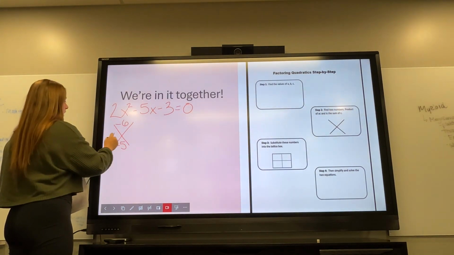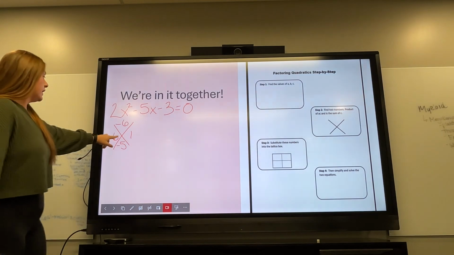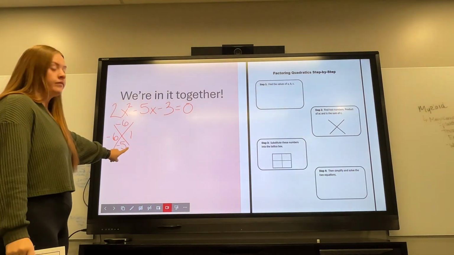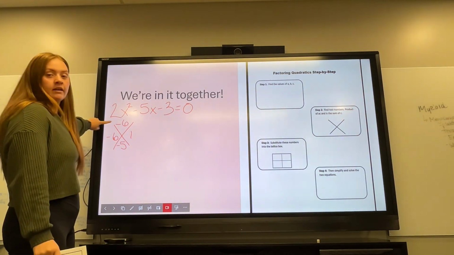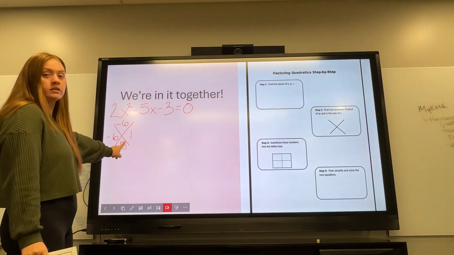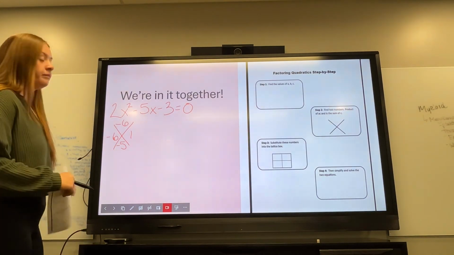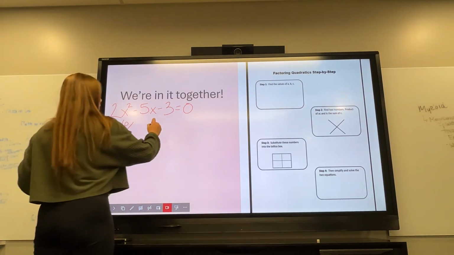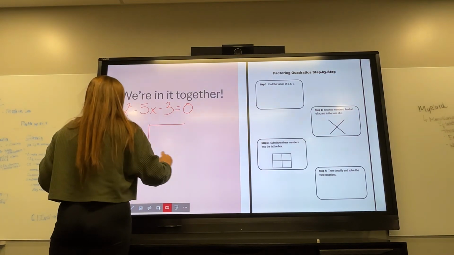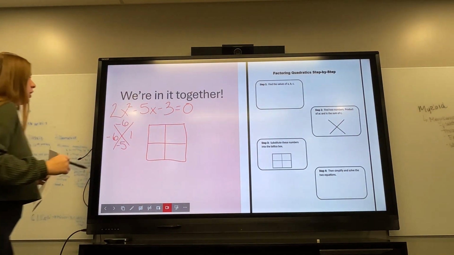So it should be -6 and 1. -6 times 1 is -6, and -6 plus a +1 is -5. All right, let's go ahead and put this into the lattice box.